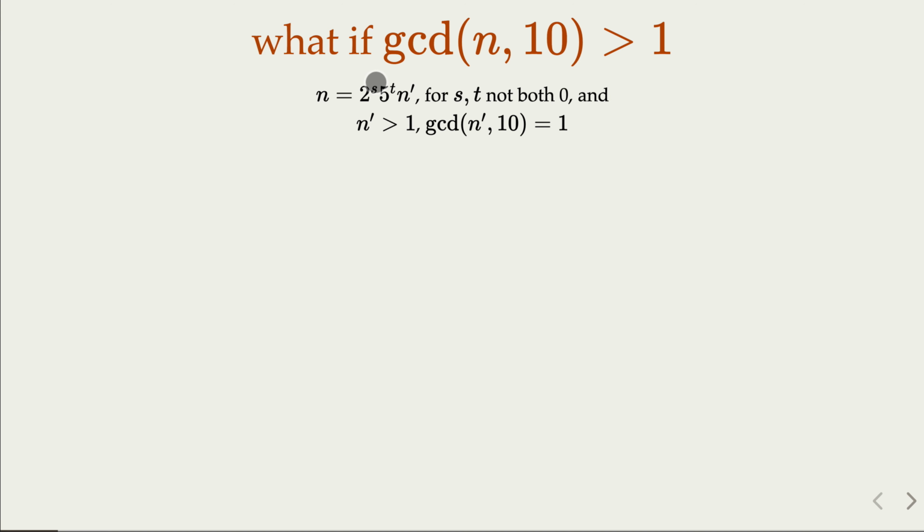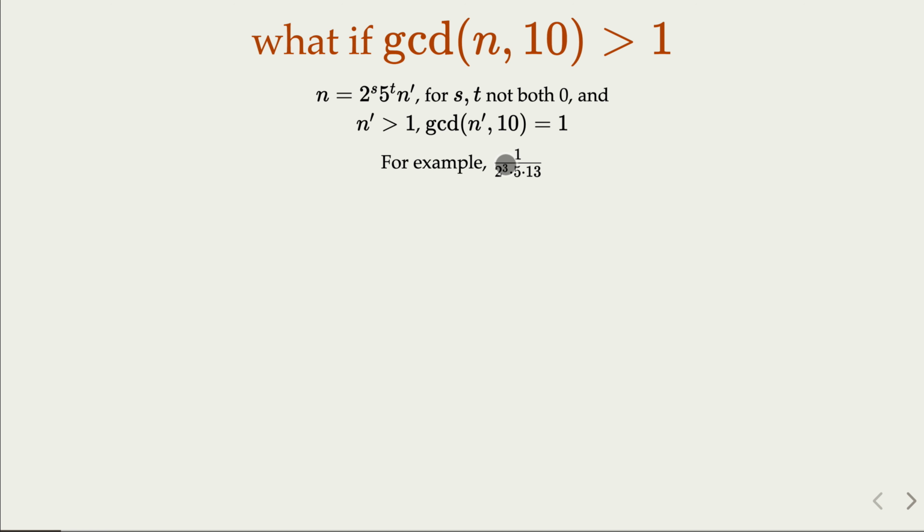So we're going to start with this example. The denominator contains some power of 2 and 5. Note that s and t could be 0 but cannot both be 0. M prime is another number that is relatively prime to 10. So how do we deal with that?